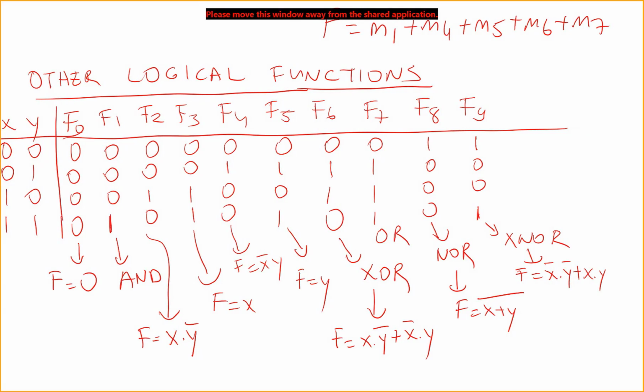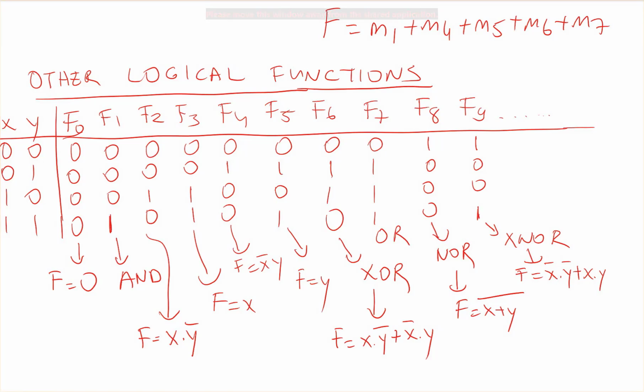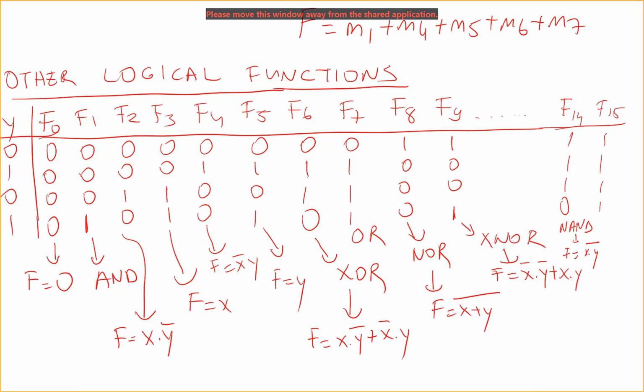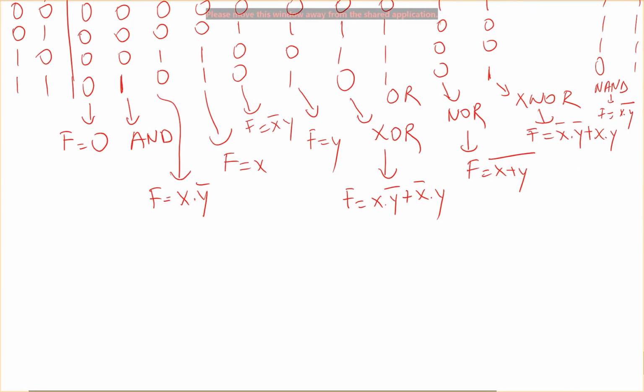So similarly you can write f10, f11, f12, f13, and you can see it yourself, but f14 is important for us. So 1, 1, 1, 0. This is the NAND function, where f is equal to x and y, NOT. And f15, you can see it's all 1, so this is the f equal to 1 function. So let's look at the new functions that we have seen here.